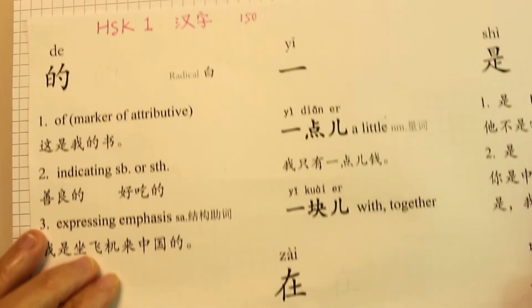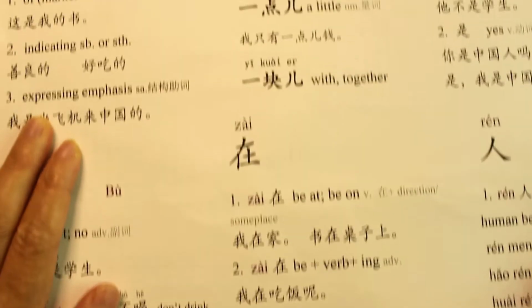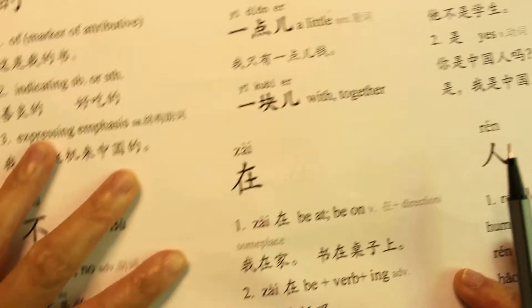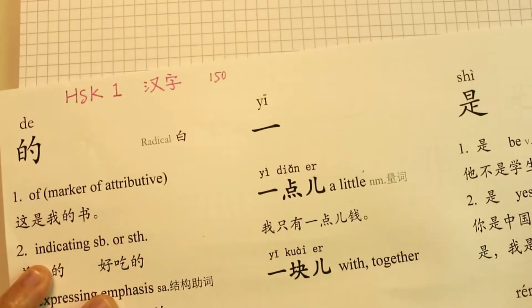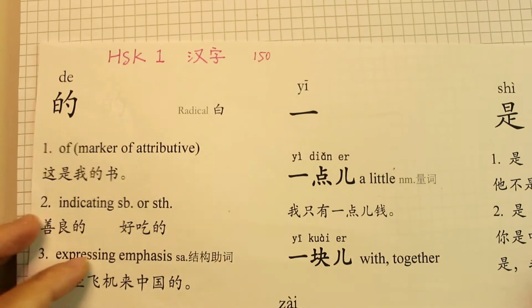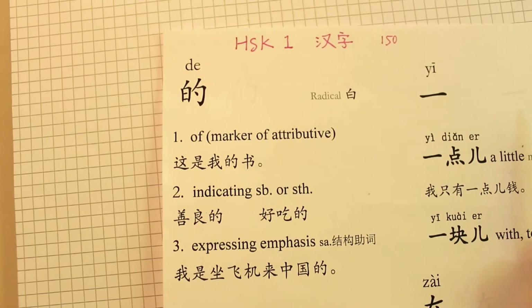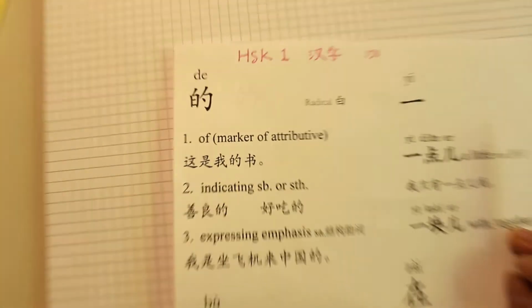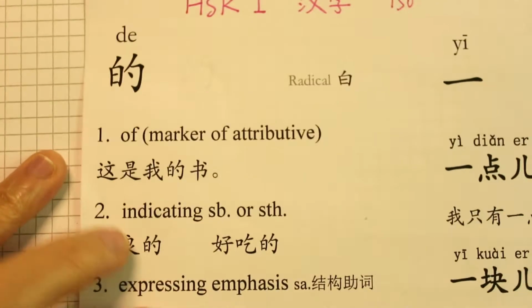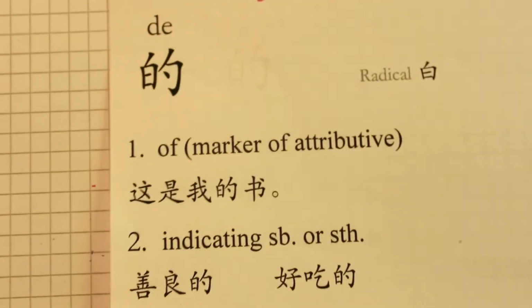Today in this video you will learn 12 characters because in one page I have prepared 6 characters for you and we will do 2 pages. Okay, now let's look at our first character. The first one is 的.